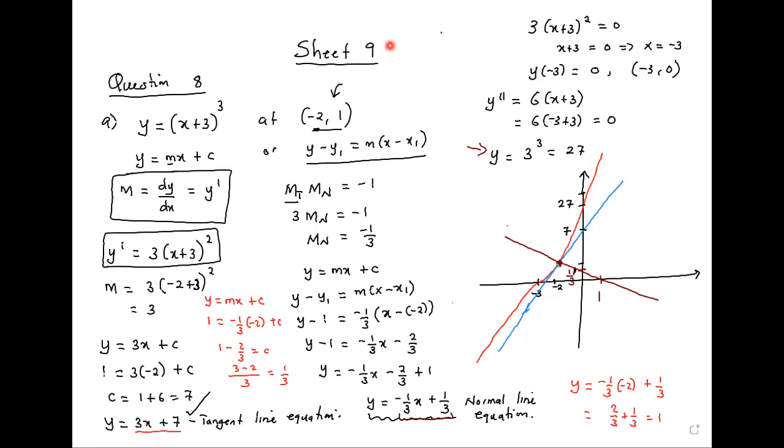And then the tangent line. Remember, tangents are always given at a point. So at (-2, 1), we have -2, 1 here. The tangent line of this equation would look like this line here in blue. And then the normal line will come into here.